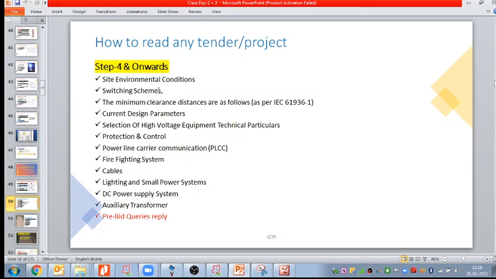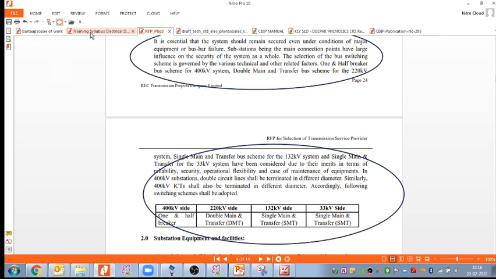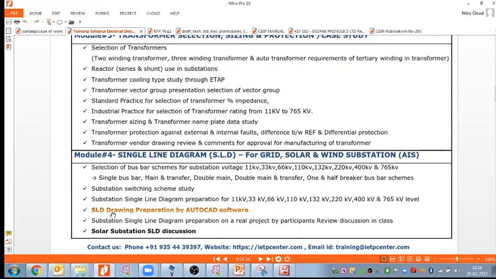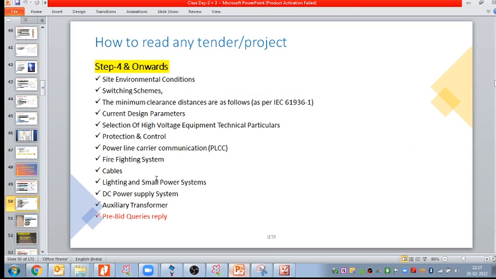What I mean by switching scheme, I will explain in my syllabus in module number 4. In module number 4, we have switching schemes, selection of busbar schemes for substations. All the switching schemes mentioned in the tender are also in the syllabus. So we'll discuss the switching scheme study, and at that point the significance of the switching scheme will be clear to everyone. If it is not clear, don't worry, we will discuss it in detail.